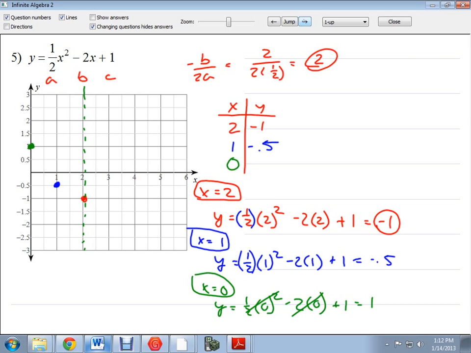What do I do with the 2 that aren't on the line? What do I do with this blue one? It's going to go over to where? It's going to go over to 3. What do I do with the green one? It's going to go over to where? Go over to 4. And this is my graph.